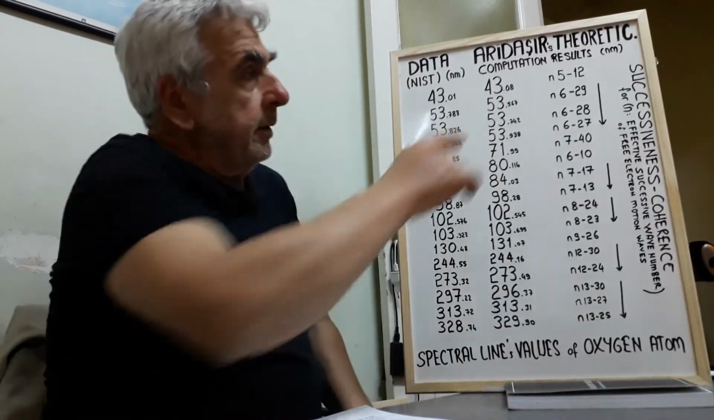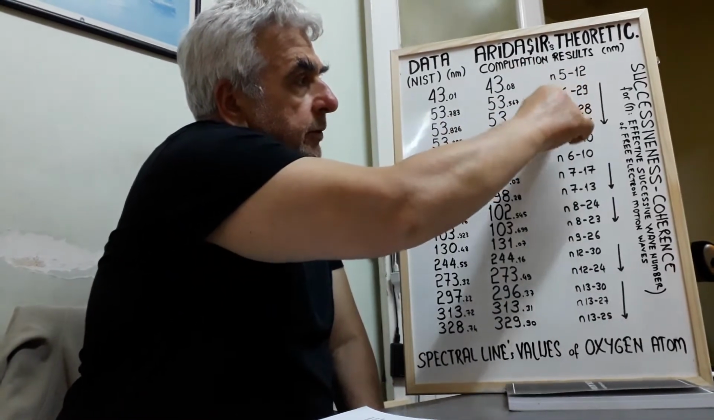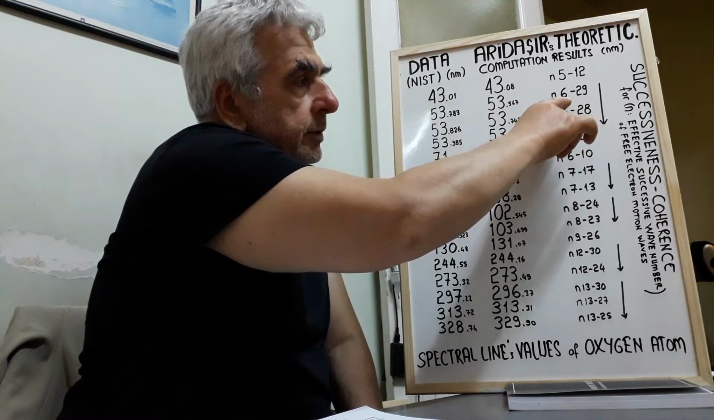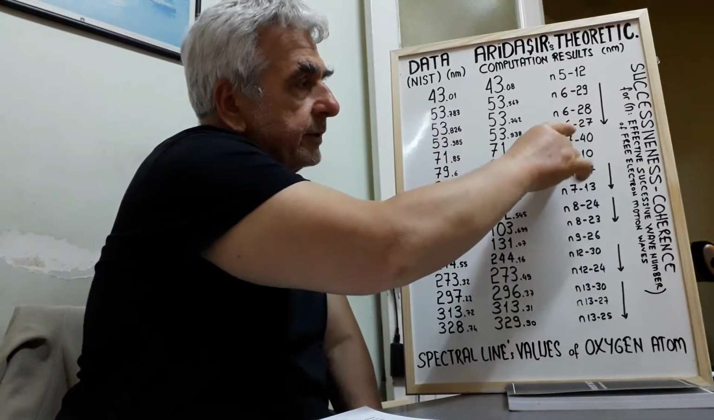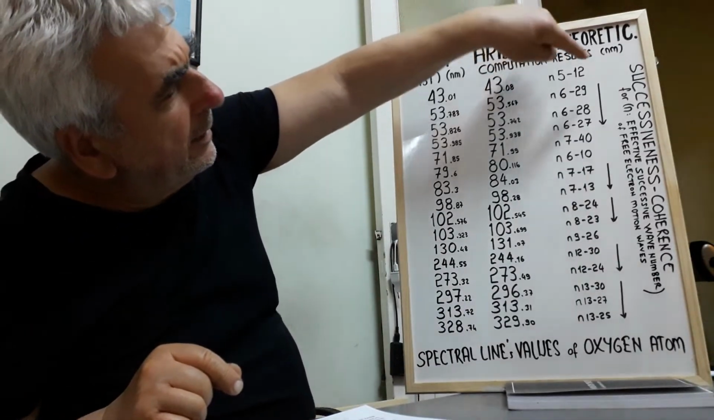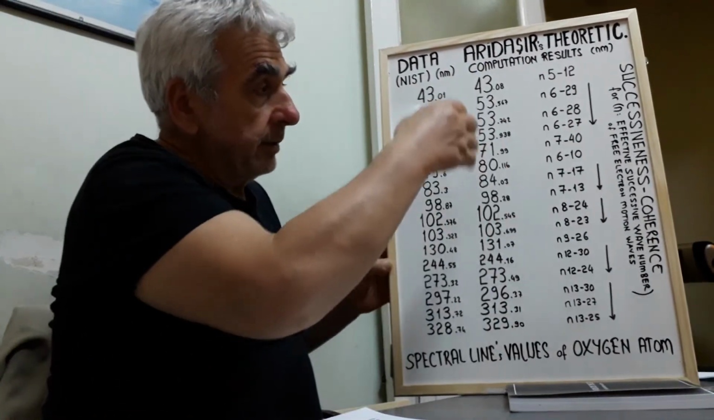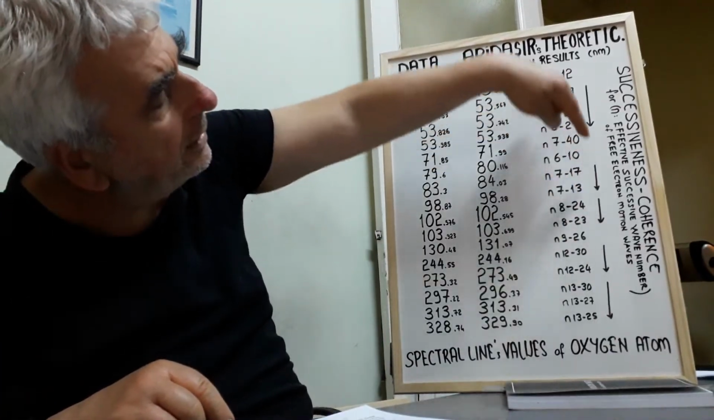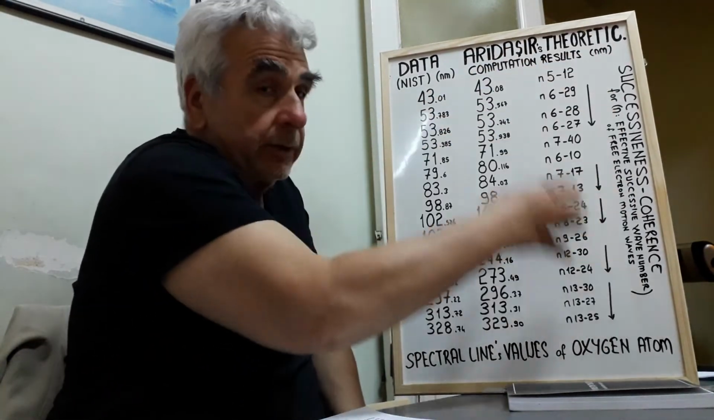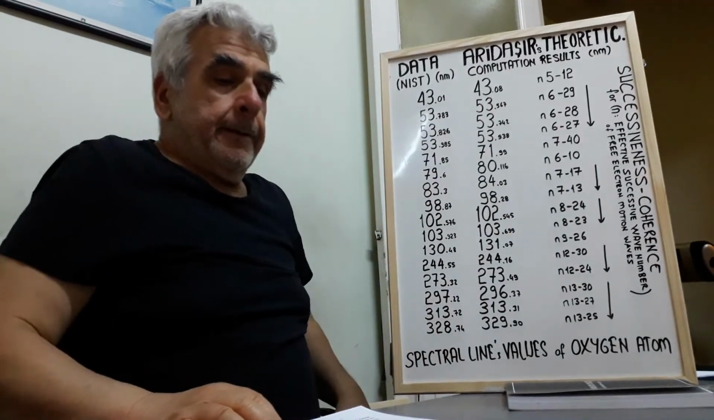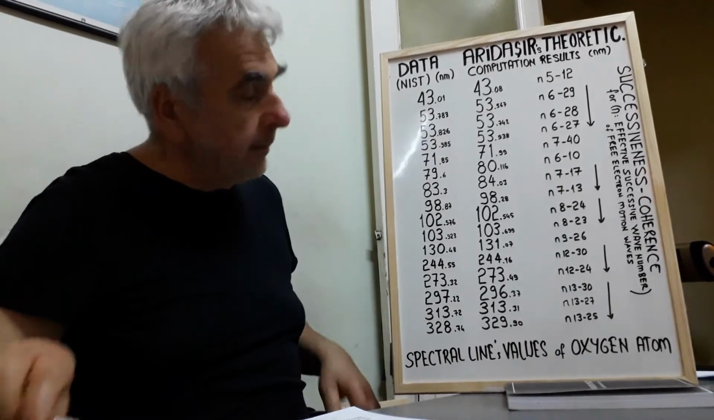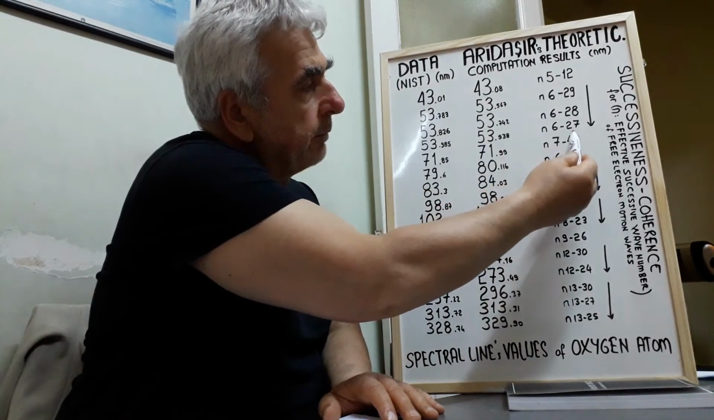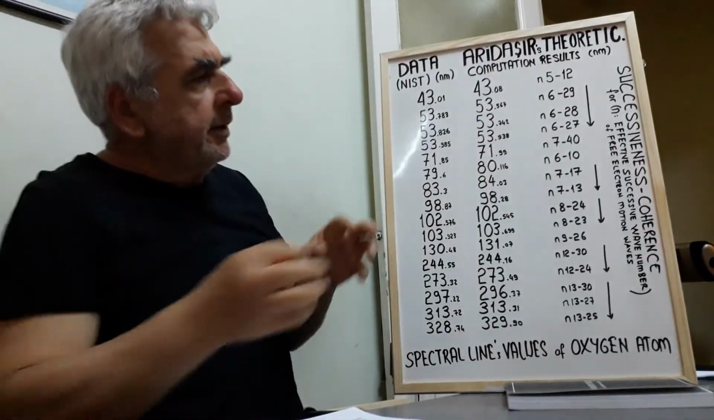Yes. From 12 to 5, from 19 to 6, from 29 to 6, from 28 to 6, from 27 to 6. Okay. Be careful and notice the successiveness, coherence of n, the effective successive wave number of free electron motion waves, n. Okay. Successiveness, coherence. Okay. Yes. Say 29 to 6, 28 to 6, 27 to 6 goes on intertwined.